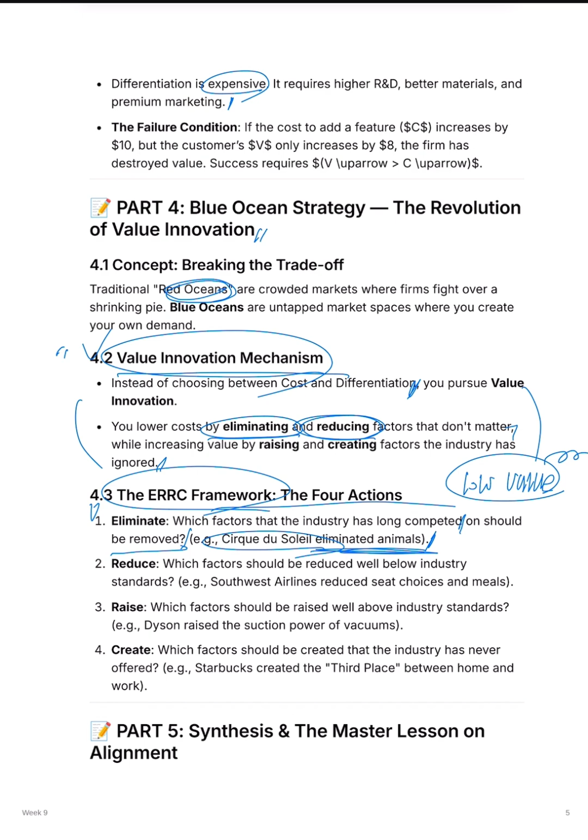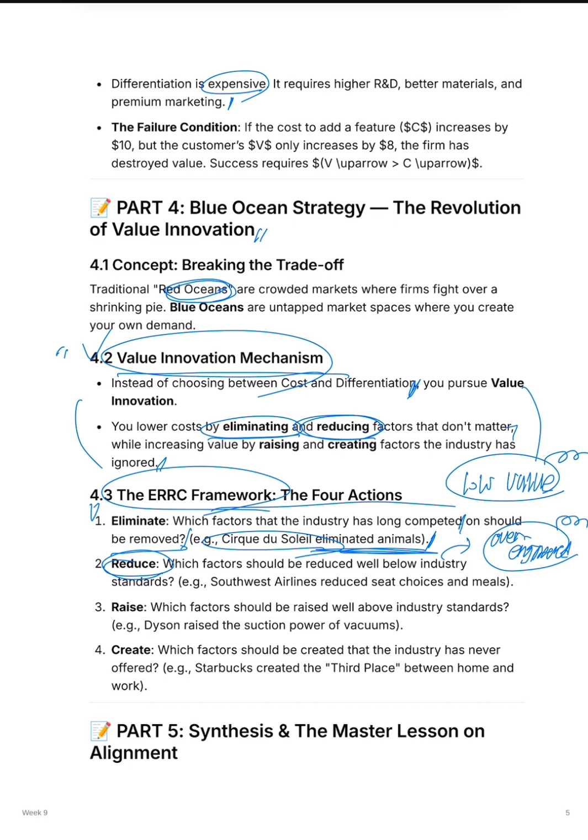And then we should reduce. So the main question is which factors should be reduced well below the industry standard. The strategic logic is that reducing over-engineered features, where the customers are overserved on the free resources.